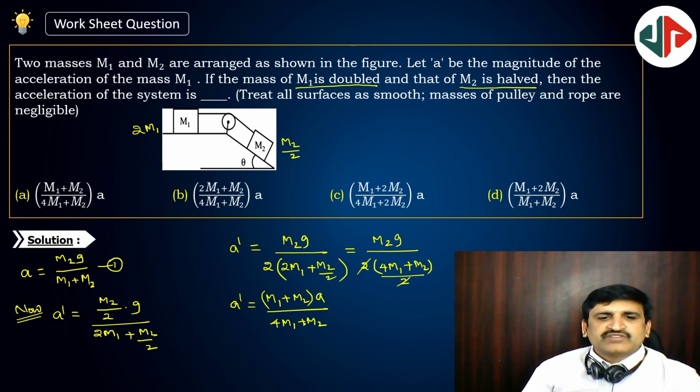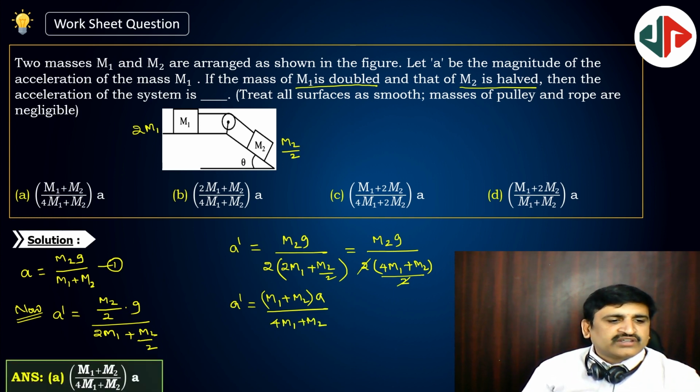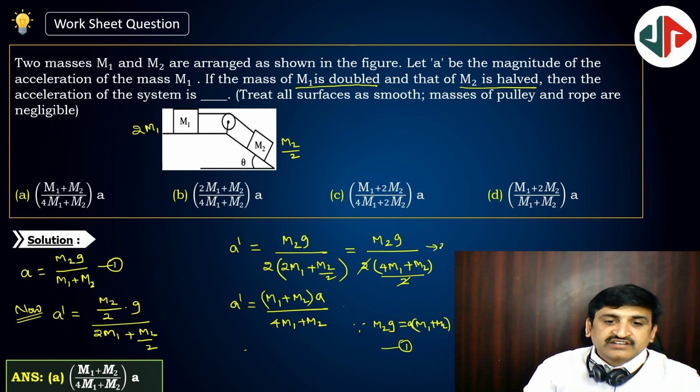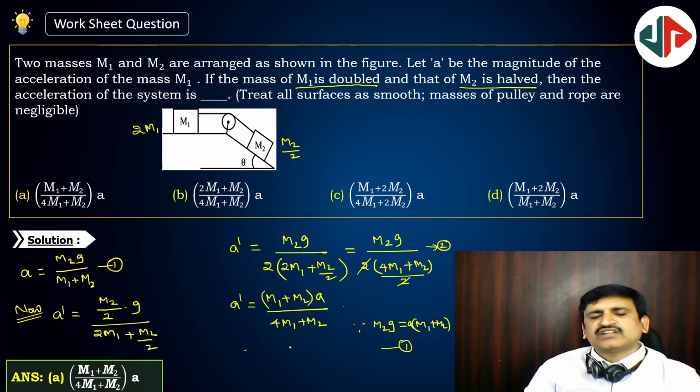So such option we need to select. Option A. Correct. Done. Okay. What I did, since M2g is equal to M1 plus M2 into A from equation 1. That's why. Okay. Next. Or otherwise you can take it as the second equation and divide first equation with the second equation, then you can correlate. That is also one of the methods.